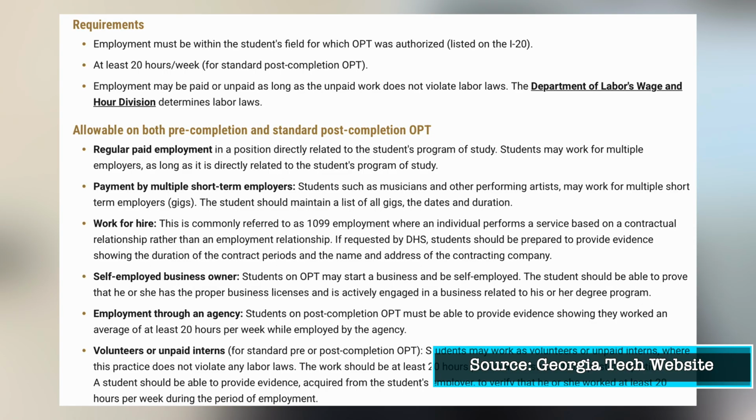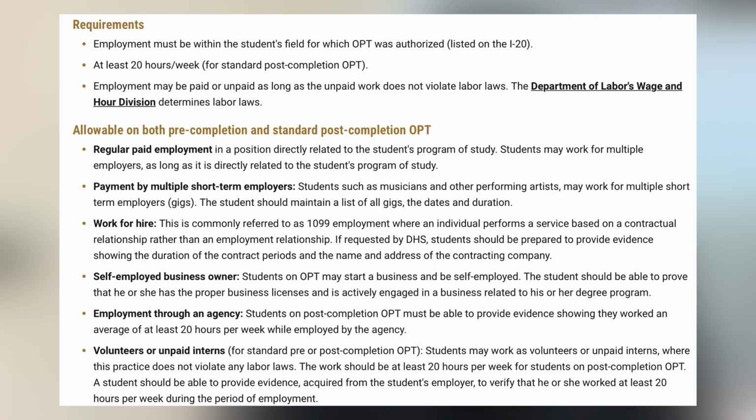For stopping your unemployment days, there are a lot of various activities which you can participate in, whether they're paid or unpaid. USCIS gave a list of activities which you can be employed in. So they are standard employment, paid or unpaid internships, working for multiple employers, short-term multiple employers, work for hire, self-employed, business owner, employment through an agency or consulting firm, or volunteering.